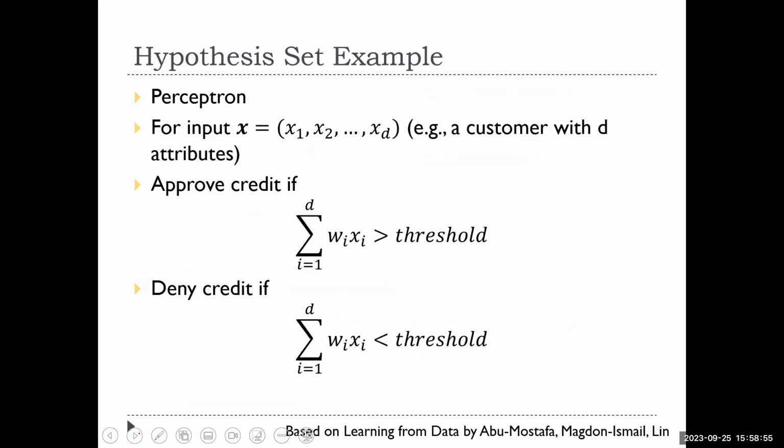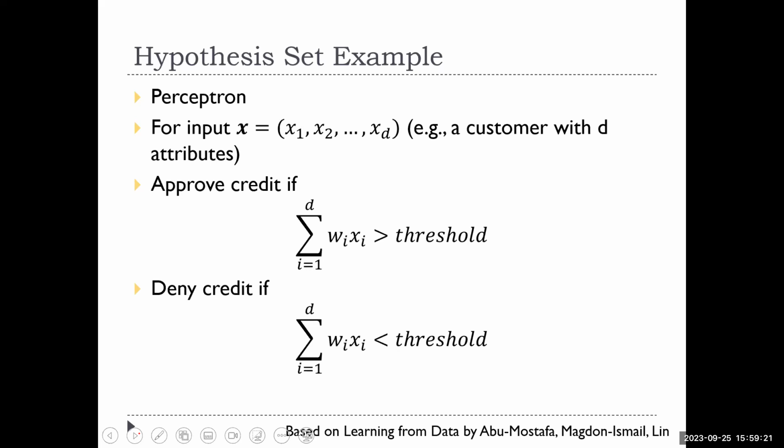I can move on this one. So let's see an example. Okay, this is a very simple hypothesis set. What we do is, in my hypothesis set, I multiply each attribute value with a weight. For a person, I multiply each attribute value with a weight.